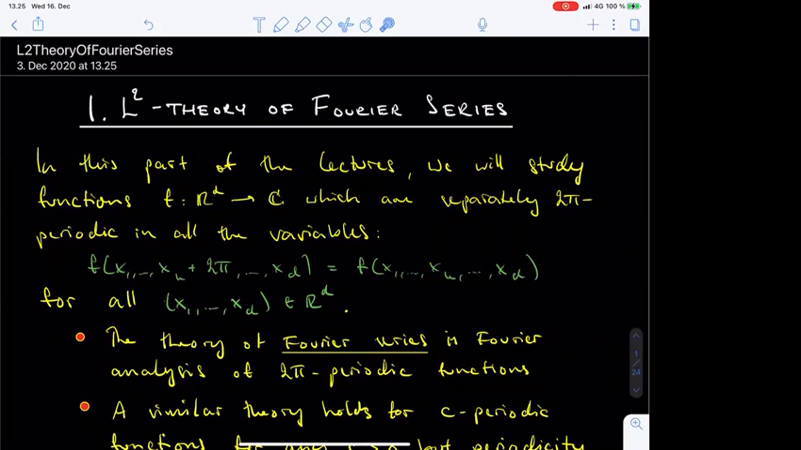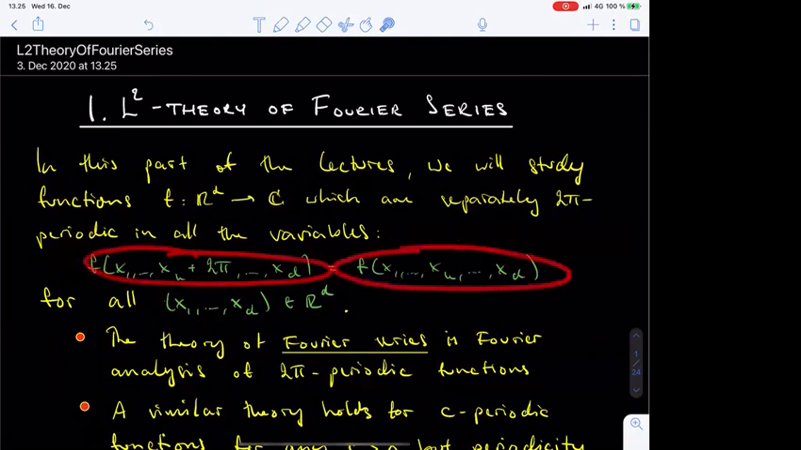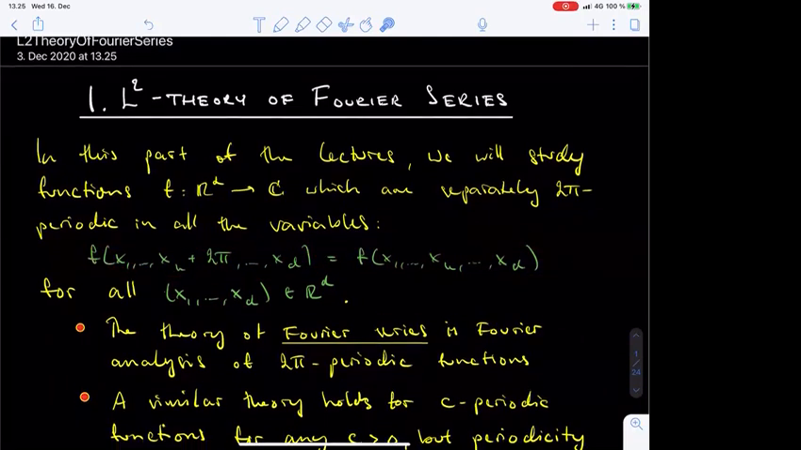On this lecture we will concentrate on functions defined on Rd and which are 2π periodic in all variables. This means that if you fix a vector x1 through to xd in Rd and you add 2π to any of the individual variables, then the value of the function at the new point is the same as the value of the function at the vector x1 through to xd.